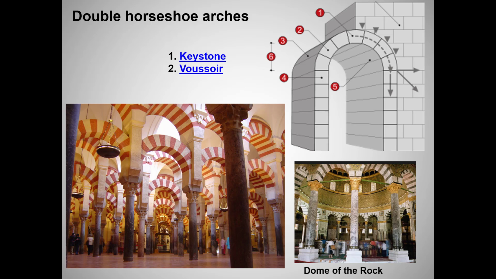You need to know the term voussoir. As the diagram indicates, these are stones leading up to the keystone that holds the arch together. Horseshoe arches have been used on the Iberian Peninsula, that is Spain and Portugal, since late Roman times, but they are now associated especially with Islamic architecture.